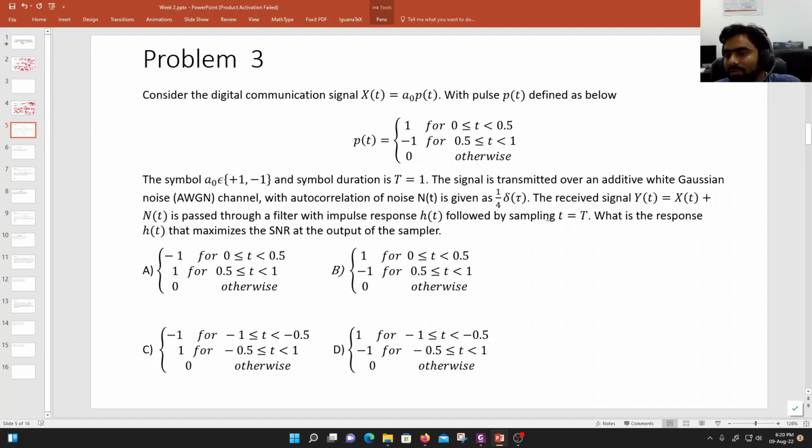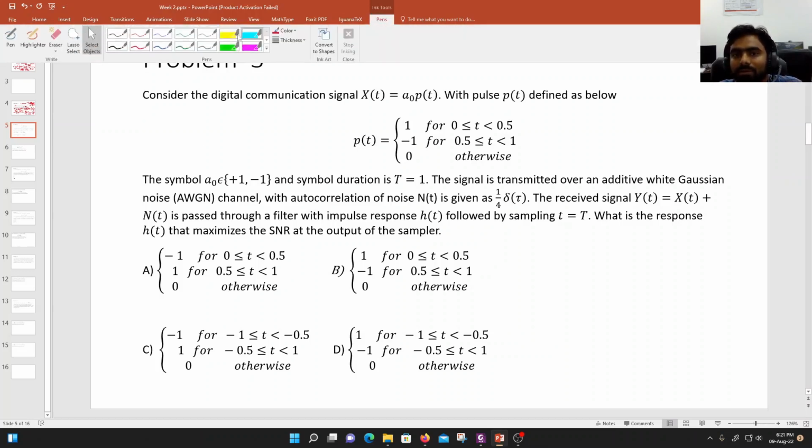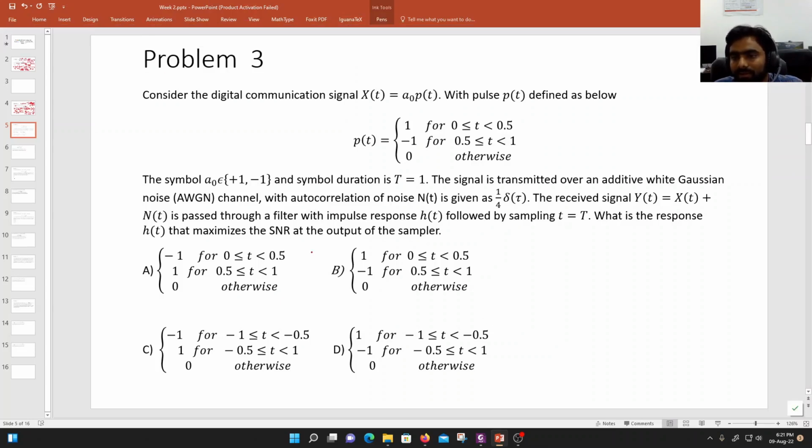Okay, we have also seen this type of question in lectures and assignments also. So what is the response h(t) that maximizes the SNR at the output of the sampler? So you have to find the response h(t) such that it maximizes the SNR at the output of the sampler, and this type of filter is called a matched filter. Correct. So we have to find the response h(t) of a matched filter.